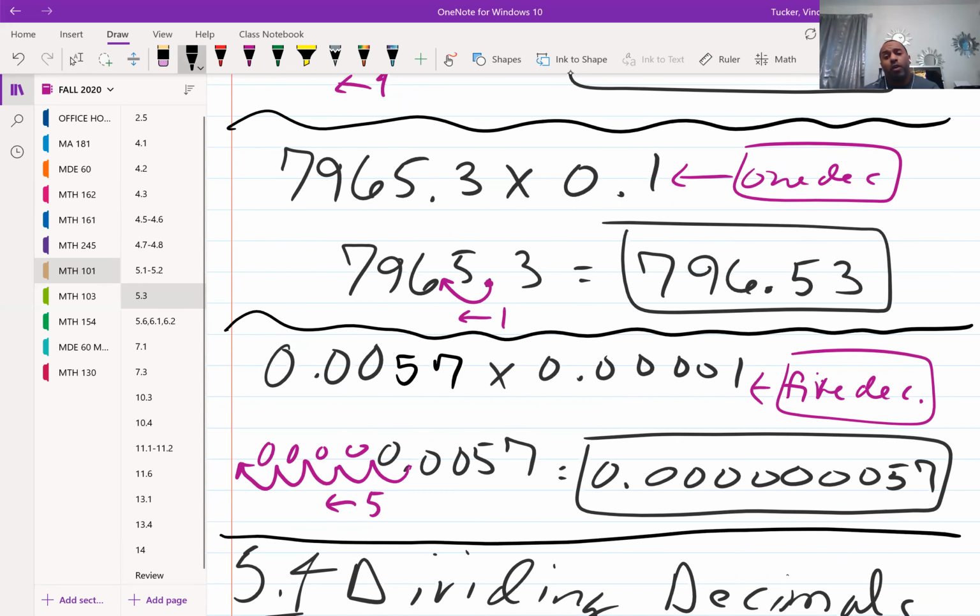Then for the last one, as far as multiplication is concerned, we have 0.0057 times 0.00001. So that'll be 5 decimal places. So we move our decimal to the left 5 spots. And we're using those zeros as placeholders. So we have 1, 2, 3, 4, 5, 6, 7 zeros in front of that 57 behind that decimal.